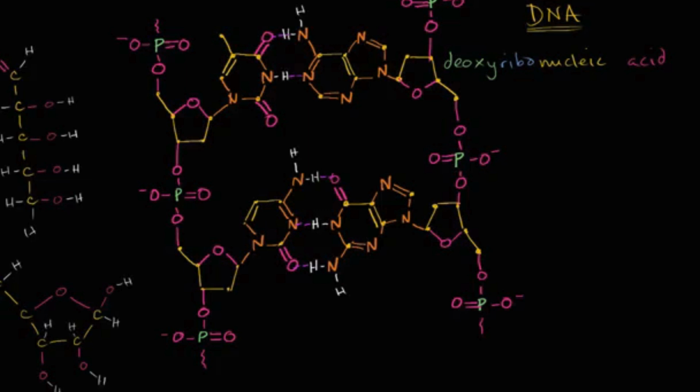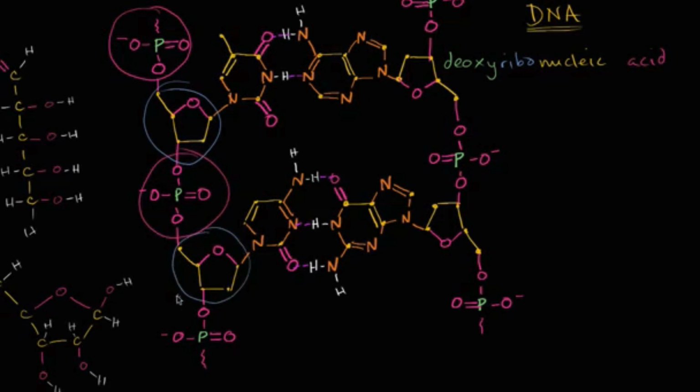In the video on the molecular structure of DNA, we saw that DNA is typically made up of two strands, where the backbone of each of the strands alternates between a phosphate group and a sugar. You have a phosphate group, and then a sugar, and then a phosphate group, and then a sugar.